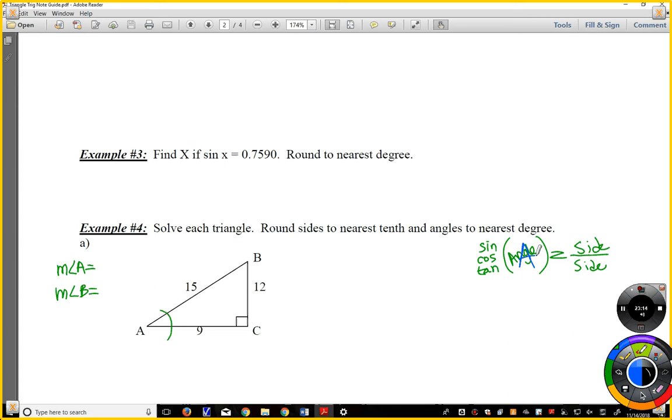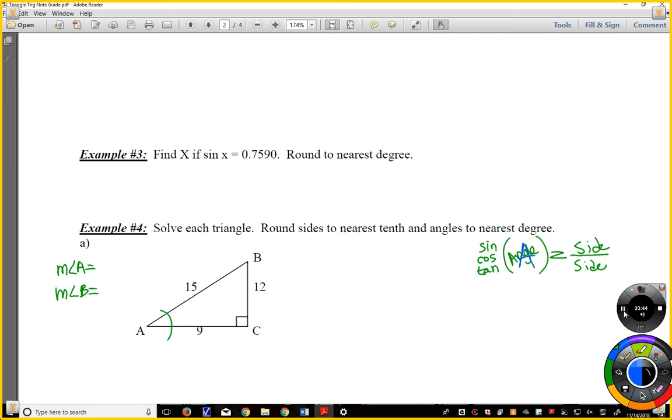Then I have to decide which sides I'm going to use and whether I'm going to use sine, cosine, or tangent. So in your groups right now, decide on an equation that you could use that would help you solve for A. There's lots of answers to that because they gave you all three sides of the triangle. So try to write a sine, cosine, or tangent equation where A is the angle, because that's what you're looking for, with the appropriate sides. What's an equation that can help you solve?